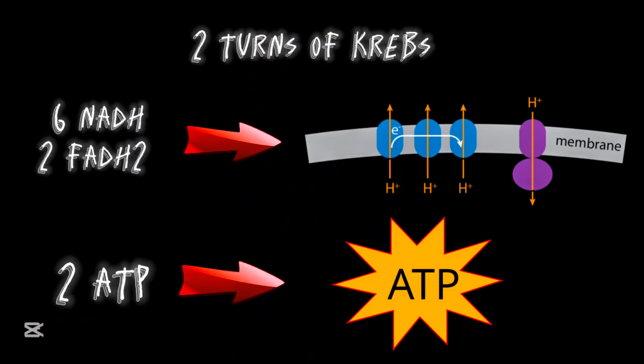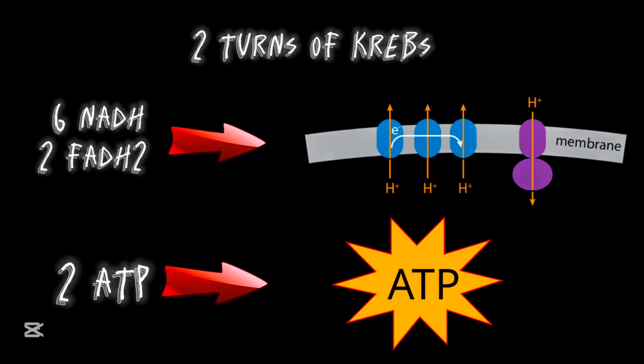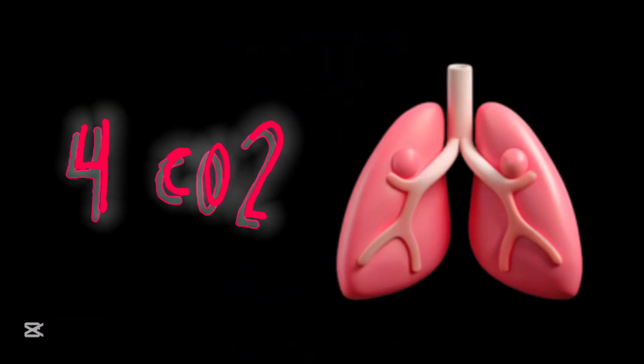This means that the Krebs cycle happens twice per glucose, meaning that per 1 glucose molecule, we have 2 turns of the Krebs cycle, making a total of 6 NADHs, 2 FADH2s that are utilized in the electron transport chain, 2 ATPs, that is, usable energy, and 4 CO2s that we exhale as waste.